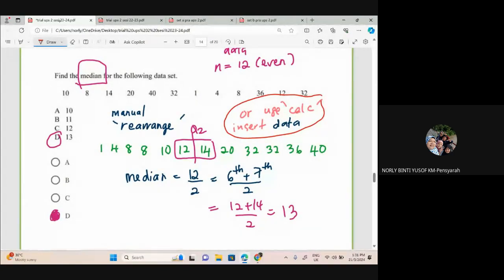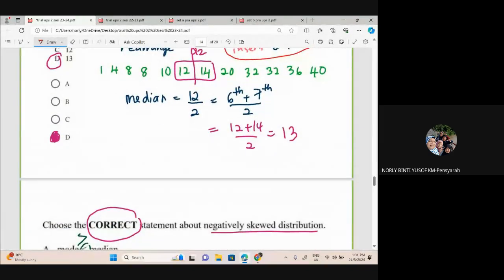So ini sama. 1, 2, 3, 4, 5, 6. Ni pun sama 1, 2, 3, 4, 5, 6. So in the middle, bring the average. So 12 plus 14 over 2, you got 13. Okay. Tu semua konsep yang dia akan tanya dekat UPS 2 untuk chapter 4.